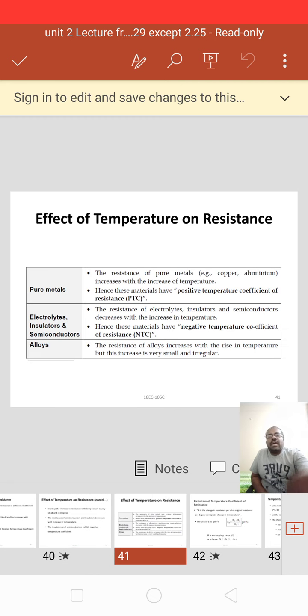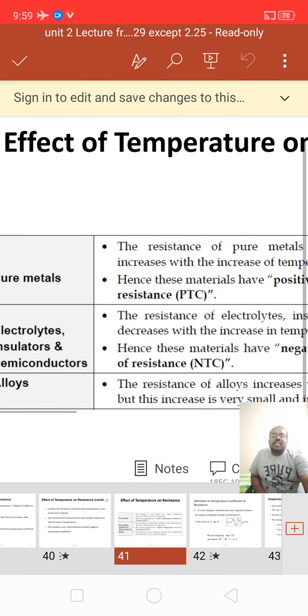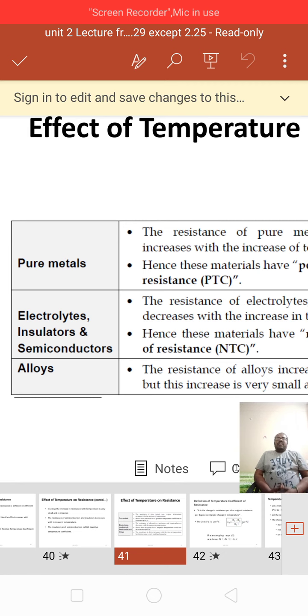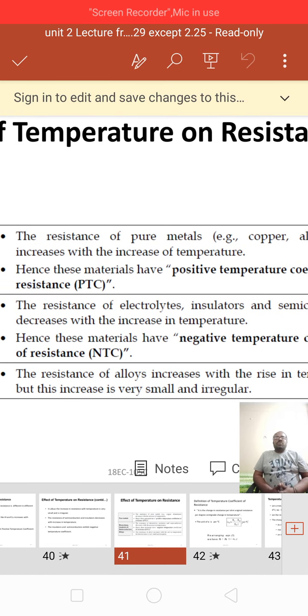Here I have given a table for the representation of the effect of temperature on resistance. Already we learned the three types of materials: pure metals, electrolytes, insulators and semiconductors, and alloys. The resistance of pure metals, for example copper and aluminum, increases with increase in temperature. Hence these materials have positive temperature coefficient of resistance, represented by PTC.